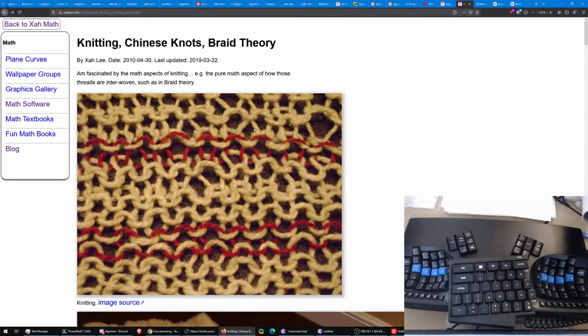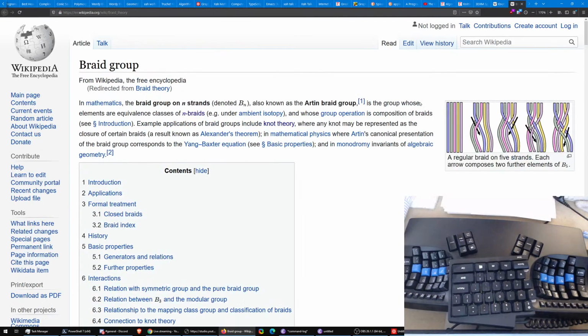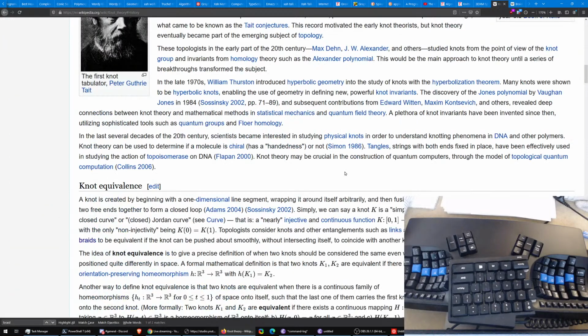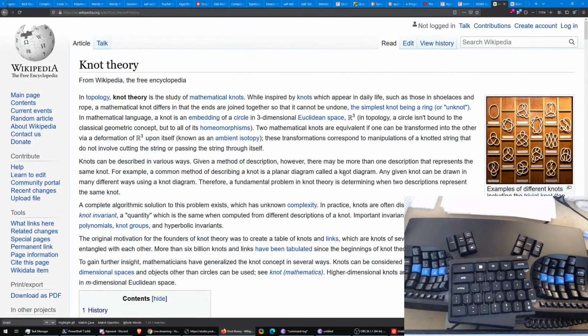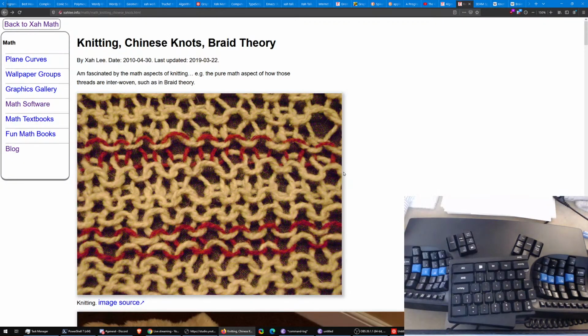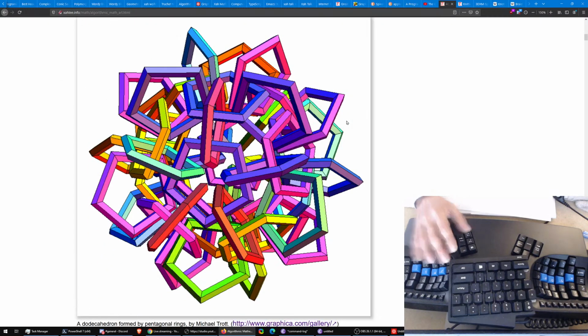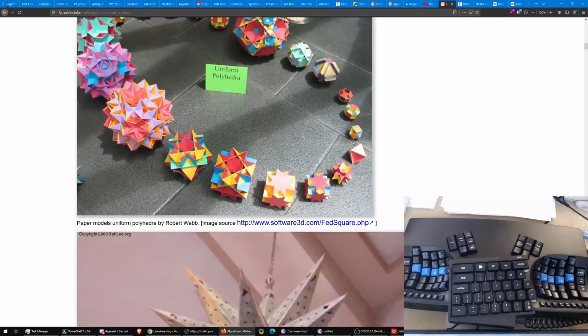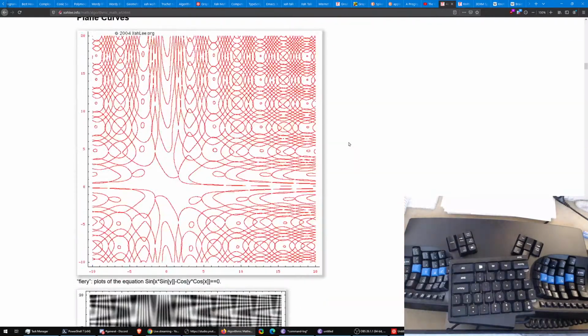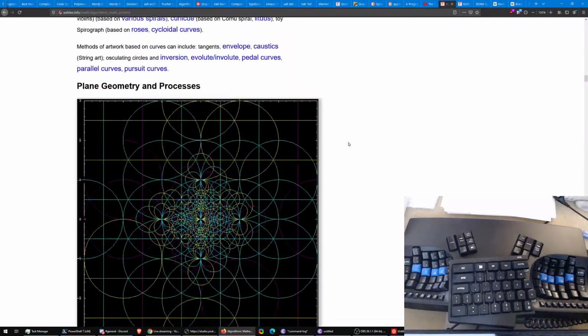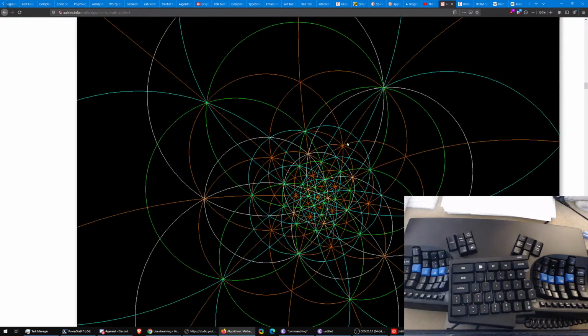So braid theory. You might study braid theory. Begin by reading up on Wikipedia, braid theory and knot theory. Okay, and let me go back to my article, Algorithmic Mathematical Art. So first of all, a survey of all the different artworks: surfaces, polyhedra, then curves, plane curves, then geometric processes.